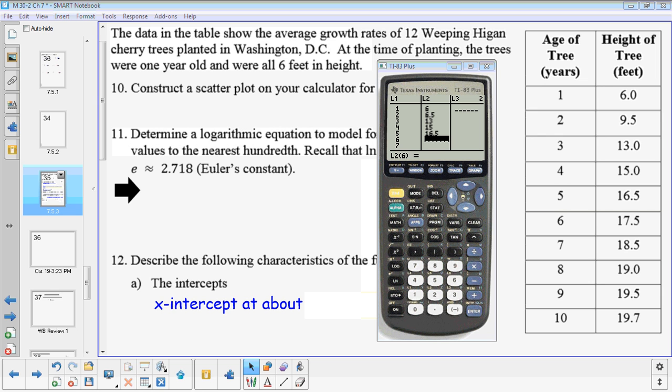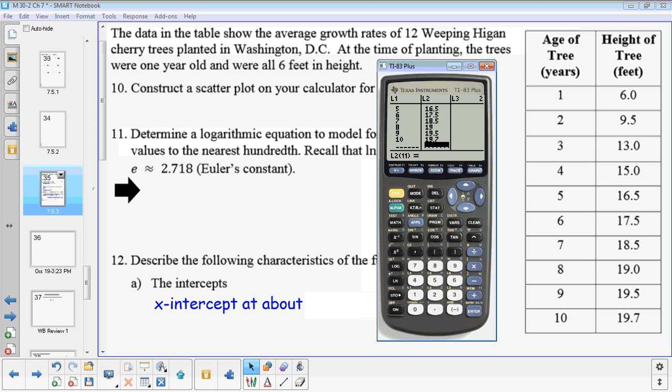So on to 7.5, and I've started entering the data. I just need to finish it off here. So is everybody good up to this point? You have the data entered?